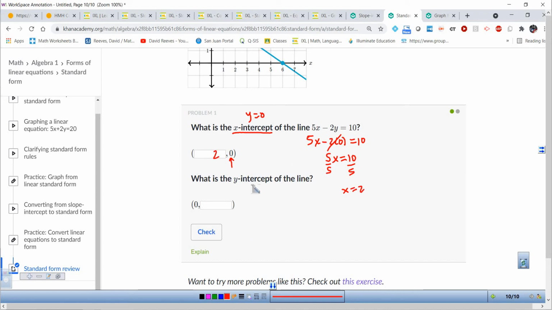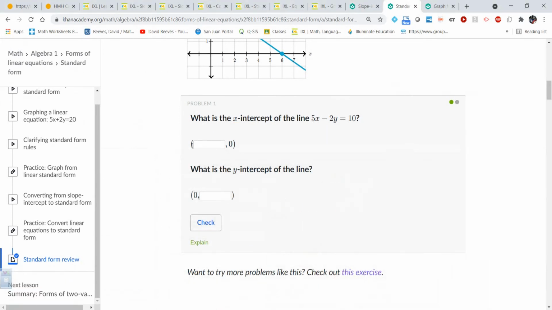Now to find the y-intercept, for every y-intercept, x is equal to 0. So I'm going to have 5x minus 2y is equal to 10, but this time I'm going to put in 0 for x. So I go 5 times 0 minus 2y is equal to 10. Those cancel. Negative 2y is equal to 10, so y is equal to negative 5. Okay, so the x-intercept is 2 and the y-intercept is negative 5.